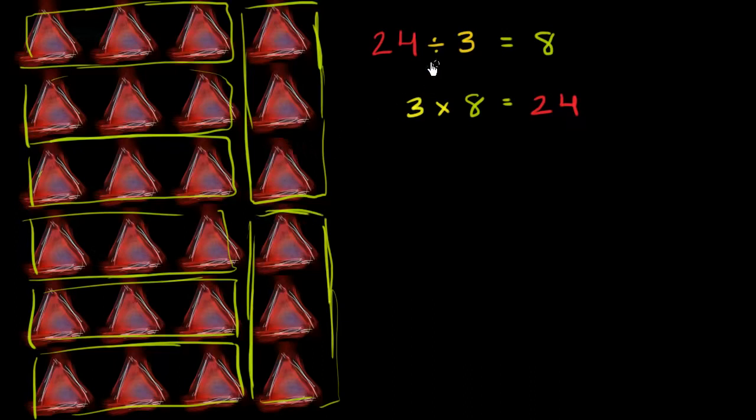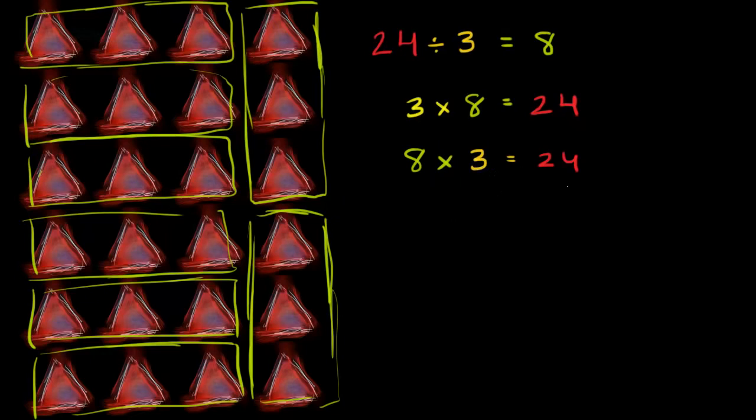So another way of viewing 24 divided by 3 is to divide 24 into groups of 3, and then you will have 8 groups of 3. And one way of thinking about this, if you want to express the same thing in terms of multiplication, is if you have 8 groups of 3, that is also going to be equal to 24. Whether you have 3 groups of 8 or 8 groups of 3, either way, you're going to have 24.